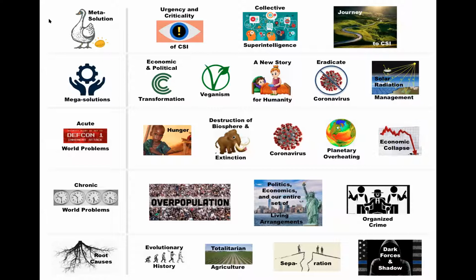Does anyone have any questions or comments about this overall structure as depicted by the left-hand column here before we go into the details? All righty. So let's start with root causes of our problems and kind of work our way up. And then we can also take the top-down approach subsequently and look at collective superintelligence and the solutions to those problems it can generate. So we have root causes.